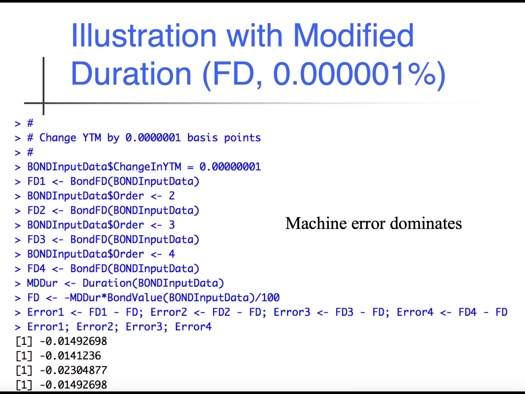If I go way out to an extreme, what we observe is machine error dominates everything. And so with numerical derivatives, you have to be careful that you don't introduce so much machine error that it causes an enormous amount of trouble.